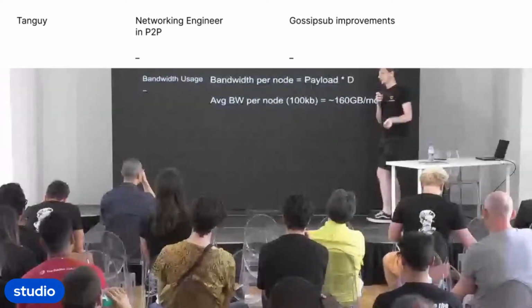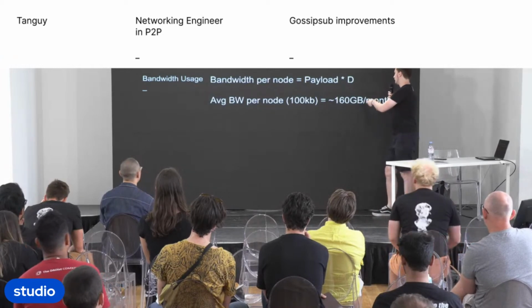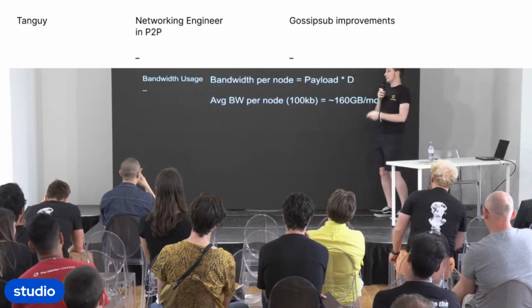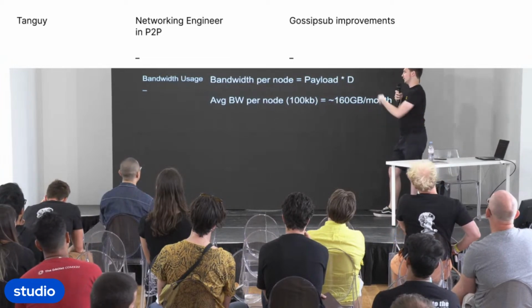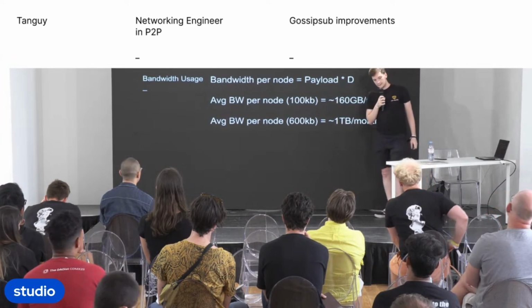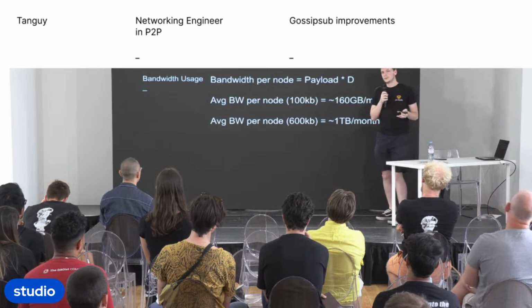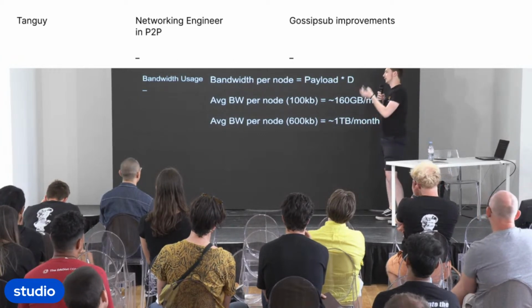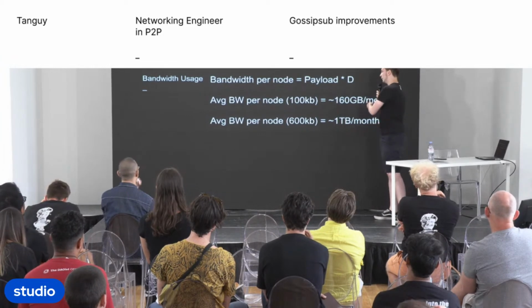If you try to plug some realistic numbers into it, for instance, our blocks of 100 kilobytes that we have today, it will amount to about 160 gigabytes per month per node. And if we just multiply it by 6, basically, you get about 1 terabyte. So this metric is useful because some people actually pay for bandwidth, like if you are in Australia or if you are running in a data center or whatever, you might pay for bandwidth.